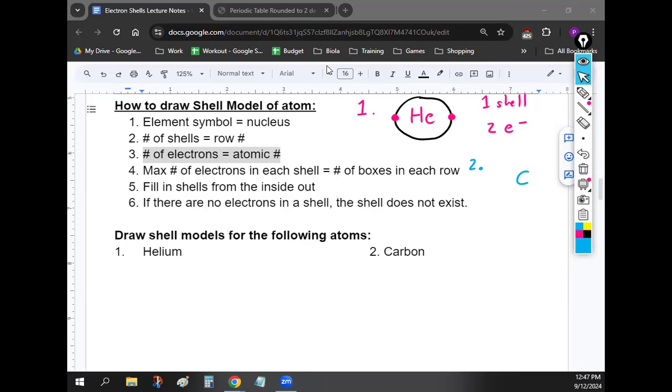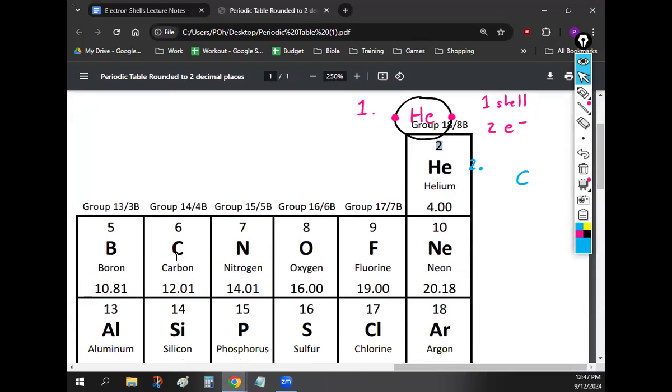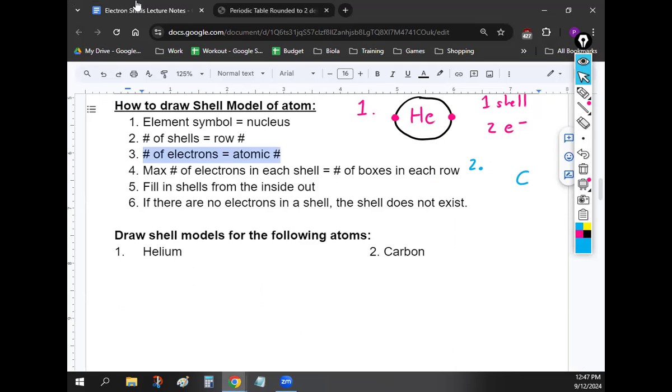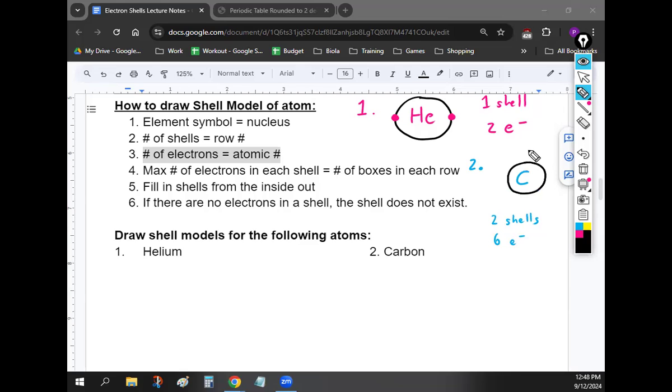All right, so hopefully you guys found carbon. And if you guys notice, carbon is right here in the second row, right? So it's going to have 2 shells. And the atomic number for carbon is 6. So carbon is going to have 6 electrons. So let's write that down somewhere. Carbon has 2 shells, and it has 6 electrons. Okay. Any questions on that part? Yeah, we're going to be drawing it. So we're going to draw 2 shells around the carbon.